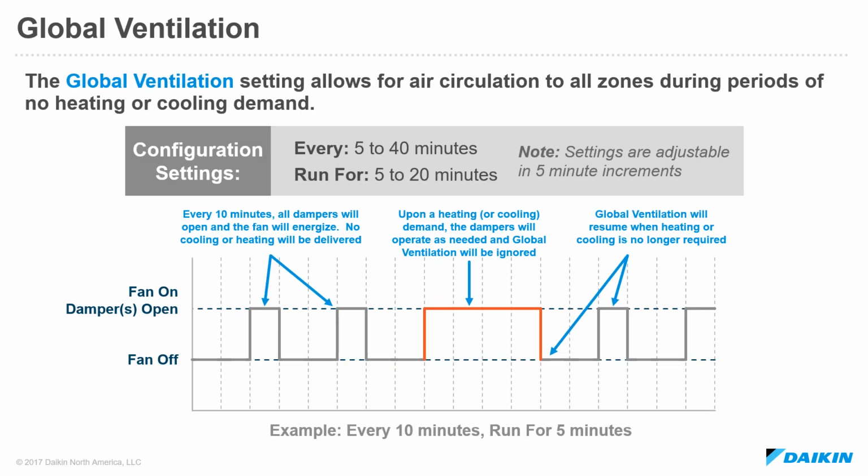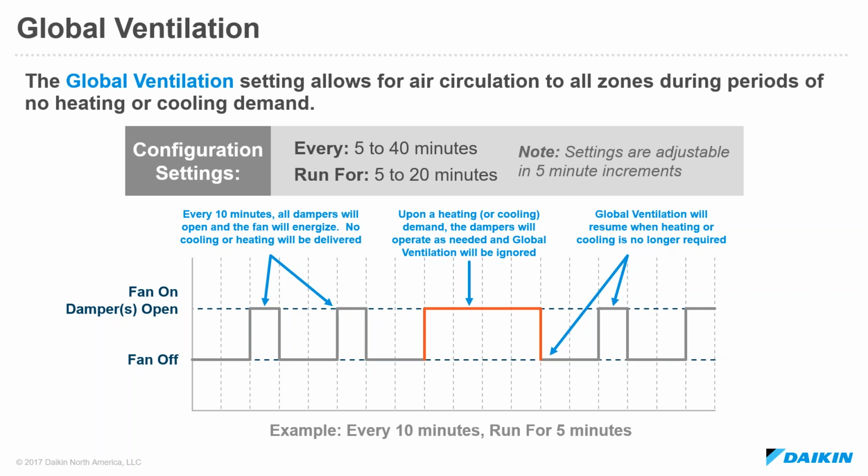There's a global ventilation setting that allows the DZK to try to essentially provide ventilation to all zones. So what happens is, when the global ventilation setting is enabled, there will be times in which there are no demands. Essentially, when you have no cooling or heating demand from any zone, then the DZK will run this algorithm that will allow the zone dampers to all open and energize the indoor unit fan in order to provide ventilation to all of these different zones that we're serving with the DZK.